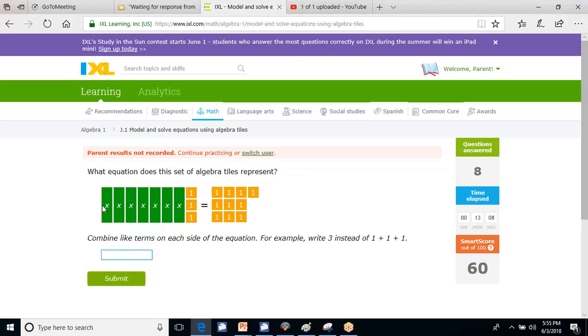Let's look at this one now. You have 1x, 2x, 3, 4, 5, 6, 7. So that is 7x, right? Yes. 1, 2, 3, 4, 5, 6, 7. Plus 1, 2, 3. And that's equal to what? 10. So 7x plus 3 equal to 10.